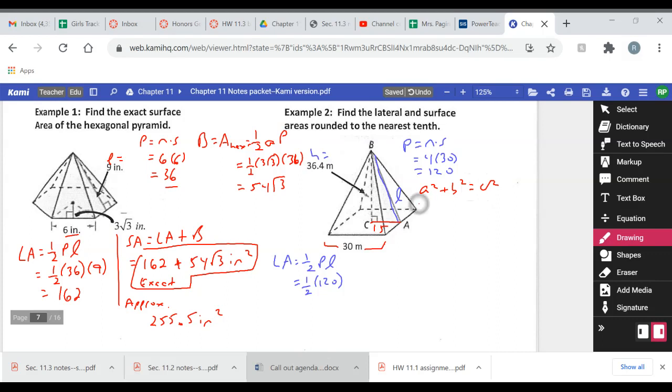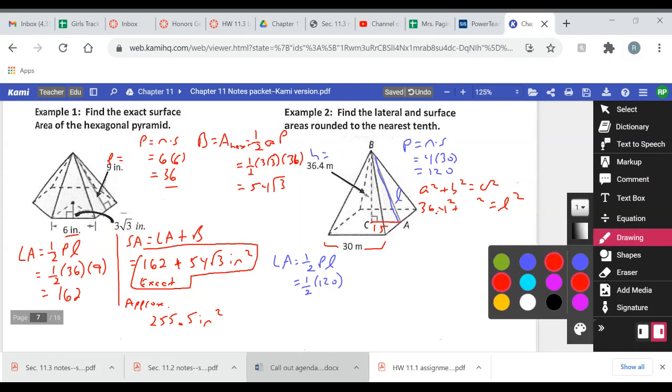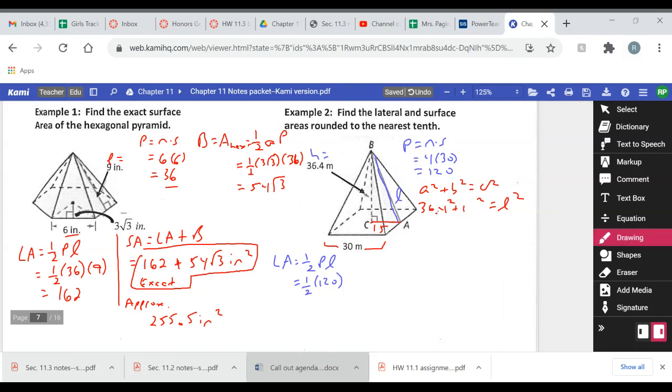And I can say 36.4 squared plus 30 squared is equal to L squared. Oh, I didn't actually, just a second. I did not mean to write 30. I didn't look at my picture. So I meant to say 15 squared is equal to L squared.